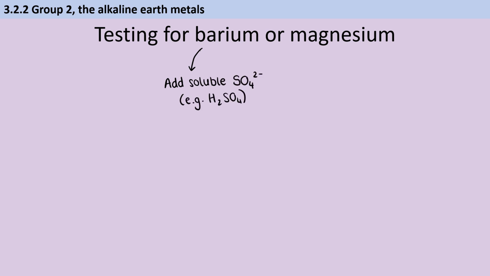Likewise, we know that magnesium hydroxide is also a white precipitate. So if we suspect that we have magnesium ions present, we can add a source of soluble hydroxide ions like sodium hydroxide, and if we see that white precipitate, that gives us an indication that magnesium may be present.